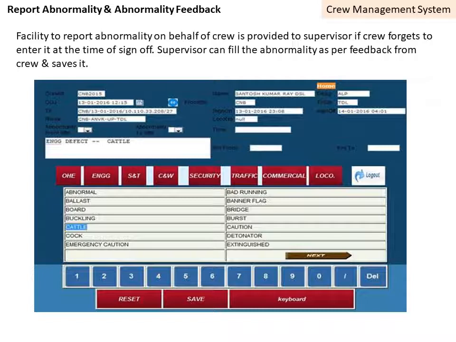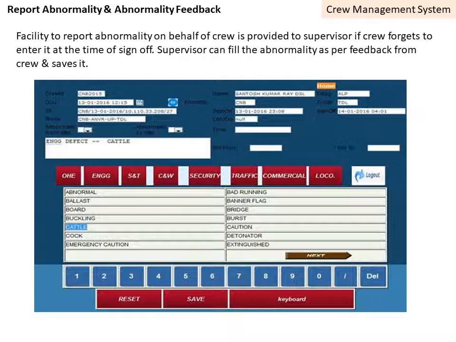While signing off, the crew report abnormality and abnormality feedback by feeding it in, or if they cannot, the supervisor can also feed it here. The facility to report abnormality on behalf of the crew is provided to the supervisor. If the crew forgets to enter it at the time of signing off, the supervisor can fill in the abnormality as per feedback from the crew. This feedback goes to the engineering department, S&T department, and traffic department. The IDs were given to the concerned departments. Whatever data we feed here, an automatic reply will reach the loco supervisor by SMS.